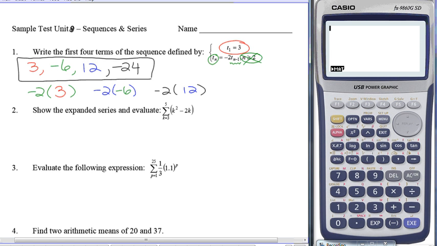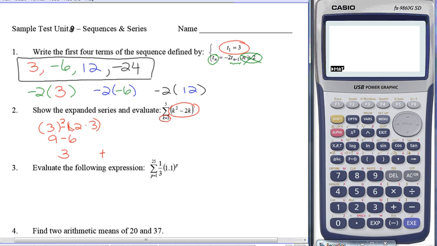Number 2 says show the expanded series and evaluate. The expanded series just means write out all the terms. Well, this has to be an explicit formula, which it is, and I'm going to start out by plugging in the number on the bottom. So I'm going to plug in a 3. So I'll have 3 squared minus 2 times 3. If I do that, that's 9 minus 6, which is 3. So that's the first term in my series.